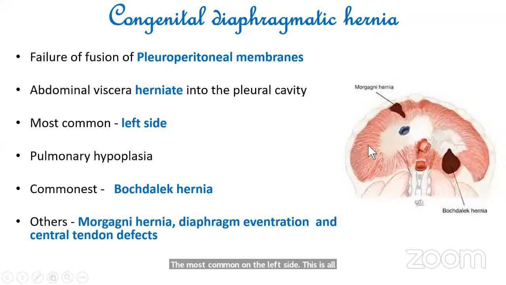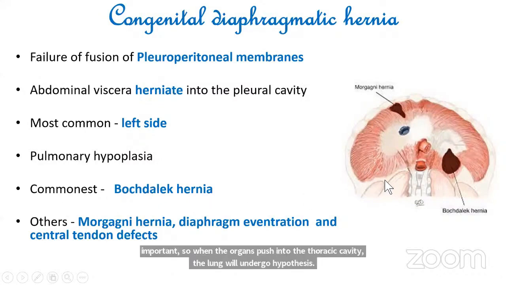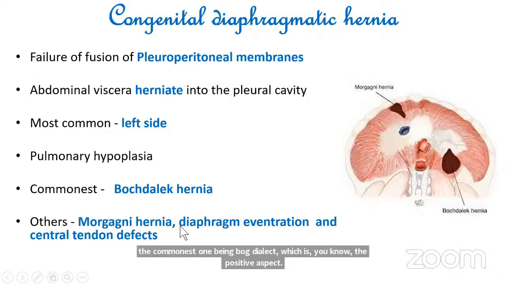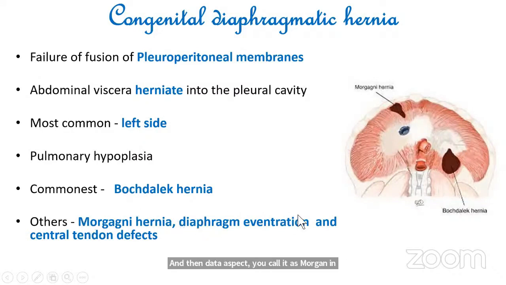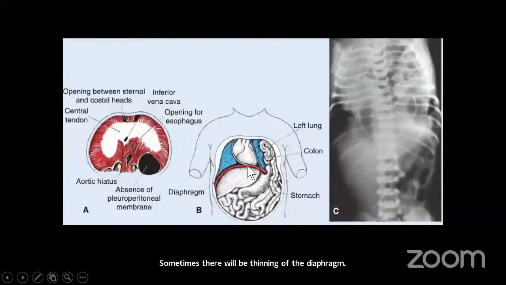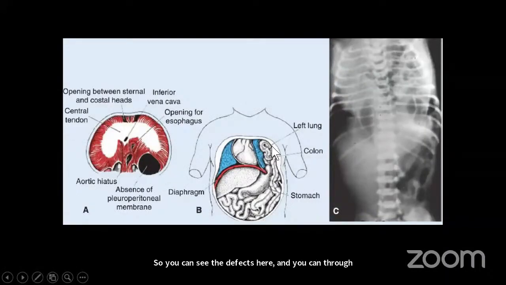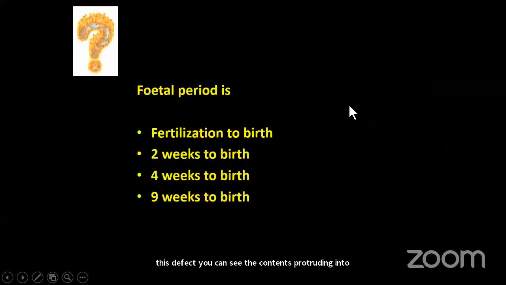This is also very important. When the organs push into the thoracic cavity, the lung will undergo hypoplasia. The commonest one is Bochdalek, which is seen on the posterior aspect, and the anterior one you call Morgagni hernia. Sometimes there will be thinning of the diaphragm, known as eventration of diaphragm, and sometimes there will be a defect in the central tendon region. You can see the contents protruding into the thoracic cavity through this defect, and as a result, the lung will be hypoplastic.